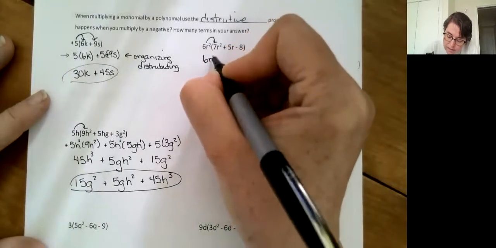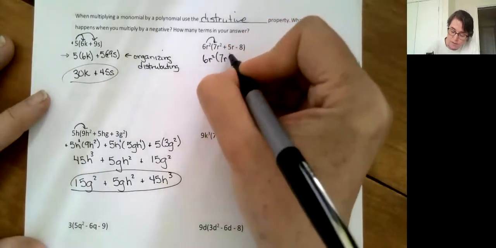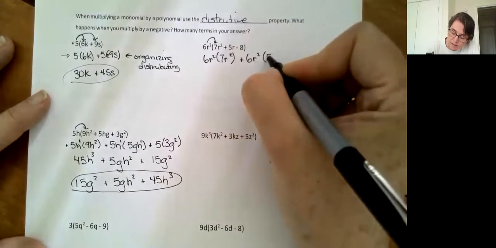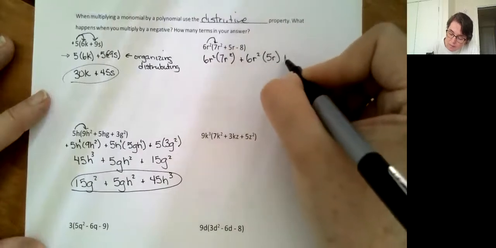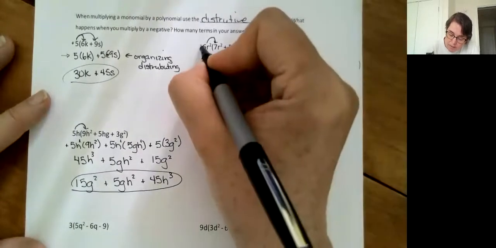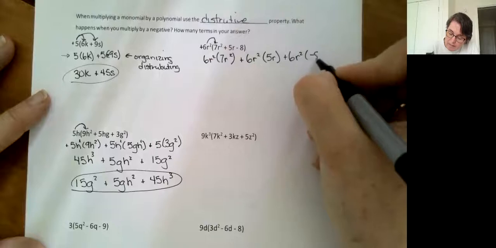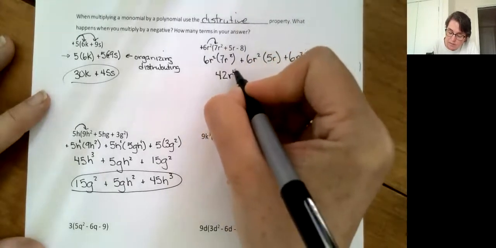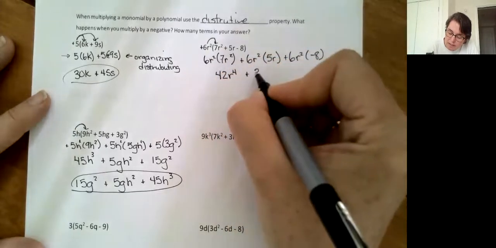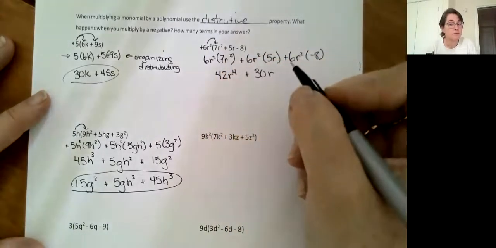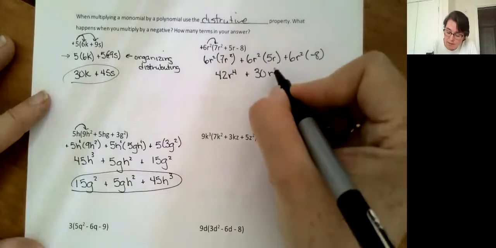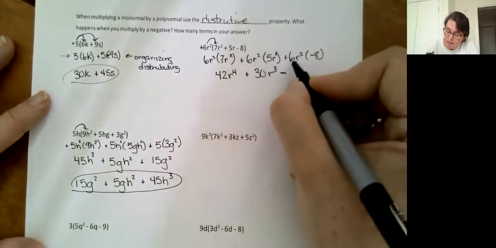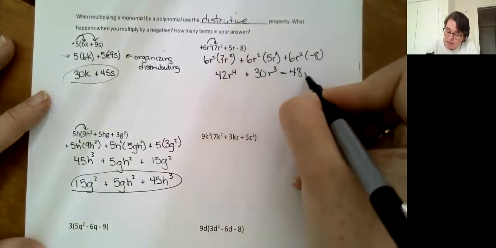So 6r squared times 7r squared plus 6r squared times 5r plus 6r squared times minus 8. 6 times 7 is 42, r to the 4th, because we add our exponents, plus 30r, how many? Yeah, 3, right? Because you got 2 there and 1 more. Now, minus 6 times 8 is 48r squared.